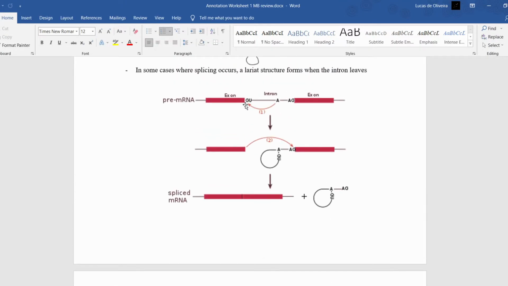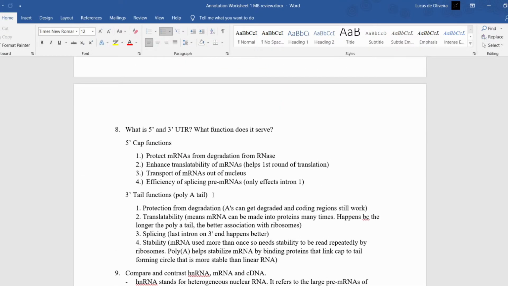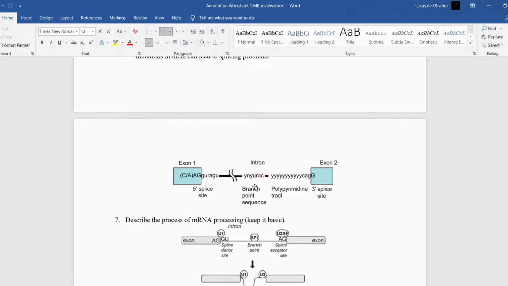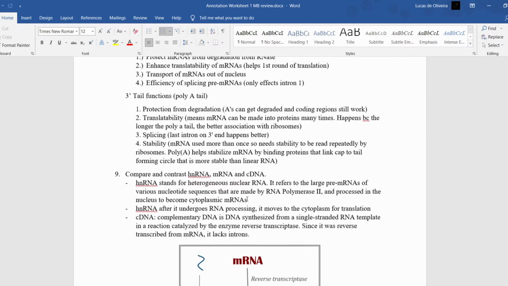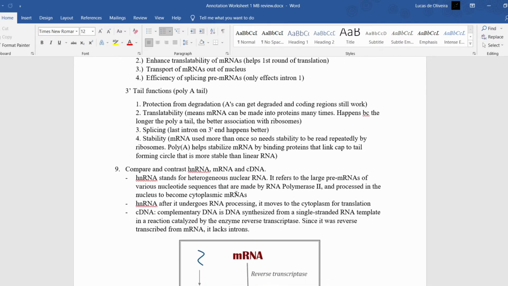In the splicing between the first and second exons, the 5' cap, which would be here, not depicted on the left, would actually assist in this process happening here. So kind of multifunctional, a little bit detailed.